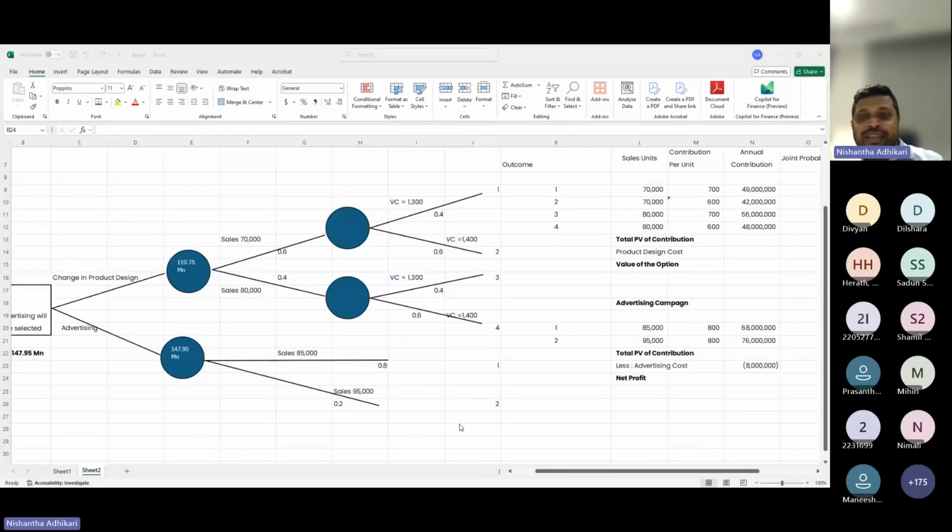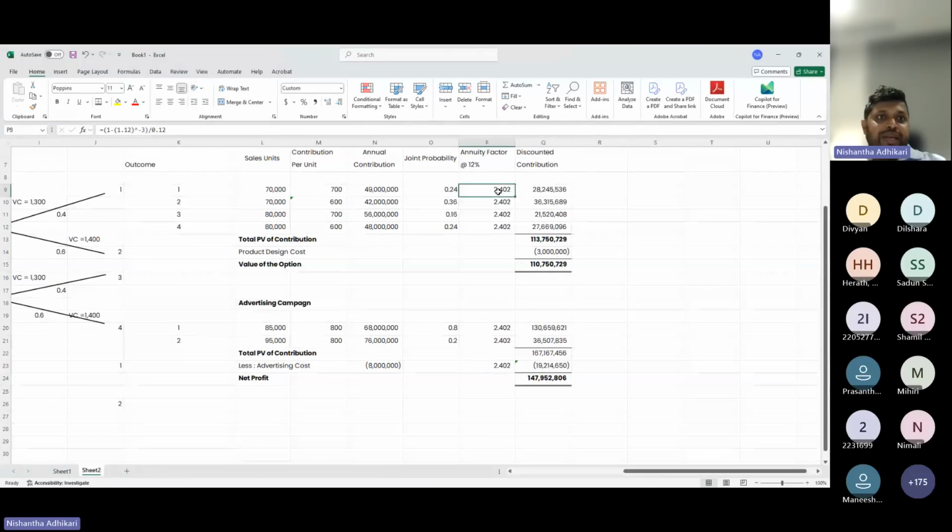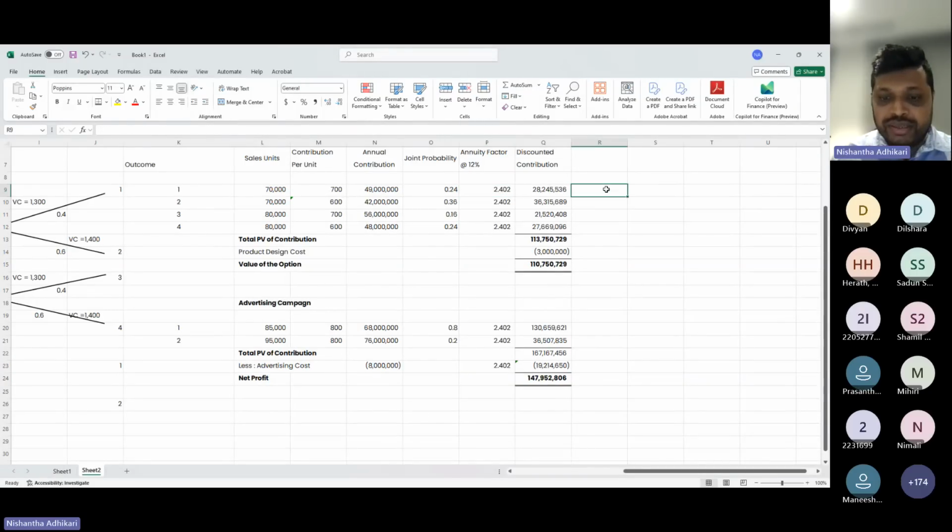We learned the annuity formula in project appraisal, do you remember? The equation is 1 minus (1 plus r) to the power minus n, the whole answer divided by r. This is the annuity factor formula.